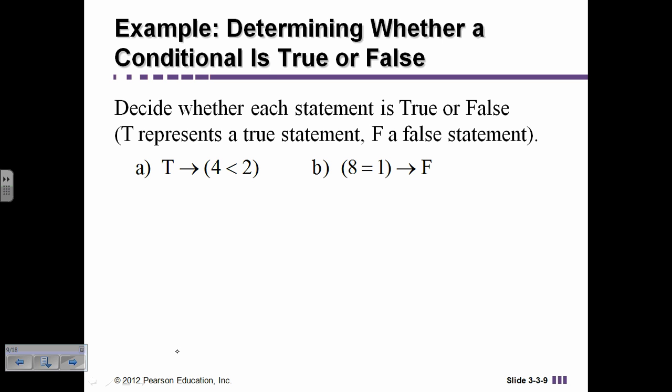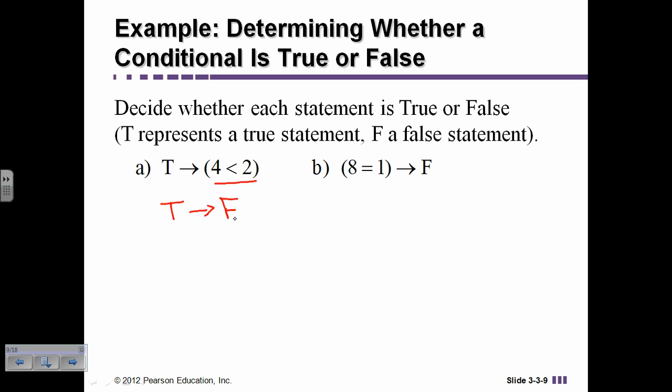So here we want to decide if each of these statements is true or false. So we're going to analyze the right-hand side of the problem first, or we're going to analyze the parentheses first. 4 is less than 2 is a false statement. So this now reduces to true implies false. And then when we use our truth table information, our truth table information tells us that the results for this would be false.